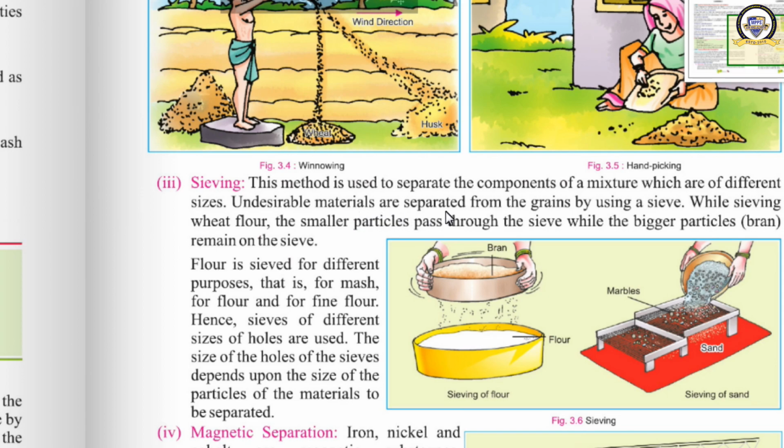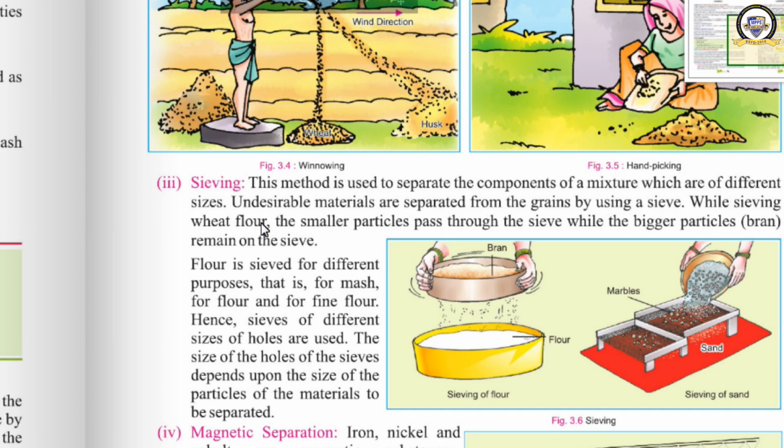Undesirable materials are separated from the grains by using a sieve. See, this is a sieve. In Hindi we call it chalni. Now I think you have understood what sieving is, right? Undesirable substances or materials are separated from the grains by using a sieve.